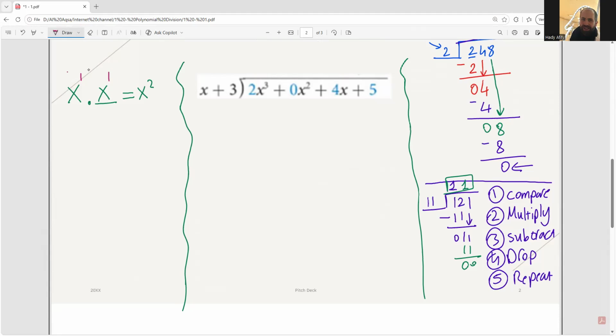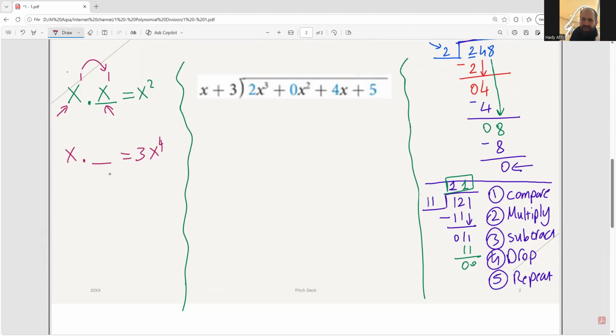If you have two monomials multiplied by each other and they have the same base, in this case x, you add the powers, 1 and 1, and you get 2. Another example: let us say x multiplied by something gives you, let us say, 3x to the power of 4.